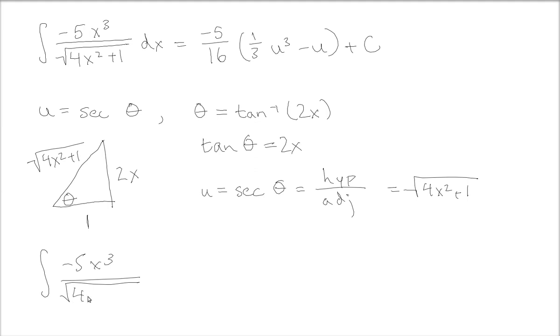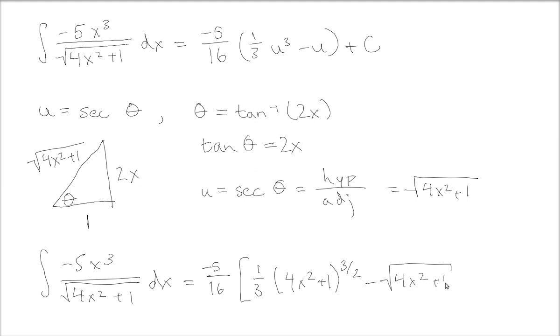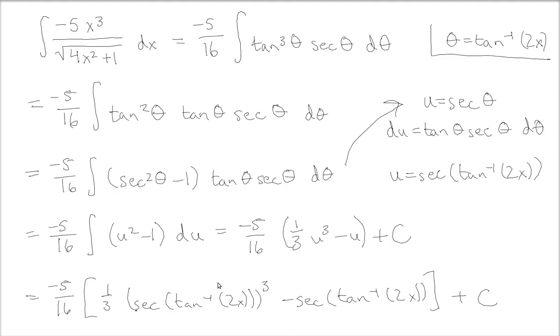So this is my original integral again. And this is now equal to negative 5/16 times 1/3 u cubed. So u is the square root of 4x squared plus 1. So if I cube that, that's 4x squared plus 1 to the 3/2, minus u, so just minus the square root here of 4x squared plus 1, plus my constant of integration c. So that is another way to write exactly the same thing that we had back here. It just looks a little bit nicer.